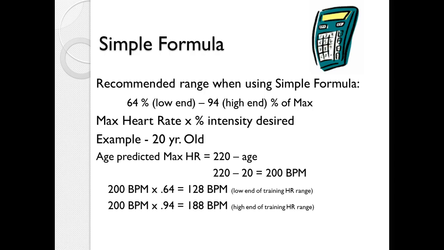Again, the recommended range for simple is 64 to 94% of the max. So if I had a 20-year-old, the age predicted max would be 220 minus 20, or 200 beats per minute. You simply multiply that 200 by 64% to get the low end. You multiply 200 by 94% to get the high end of the training heart rate range. And so for this 20-year-old client, the training heart rate range would be between 128 and 188 beats per minute.